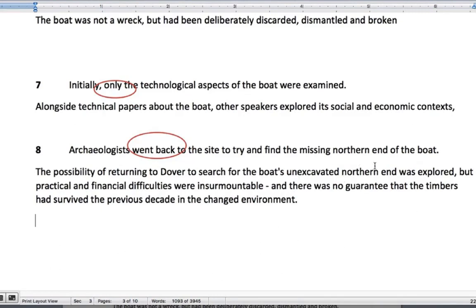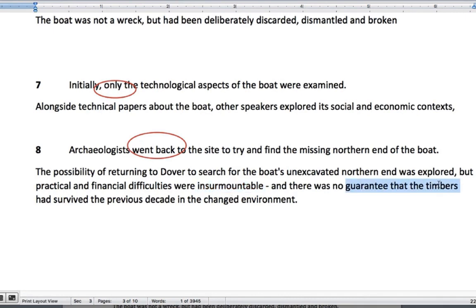Right. So there's our scanning language that makes sure we're in the right sentence. The possibility of returning to search for the boat's northern end was explored. They thought about it. But that "but" means they didn't go. They thought about it, but the difficulties were insurmountable. Don't worry, you can just guess. It means big, very big, too big.